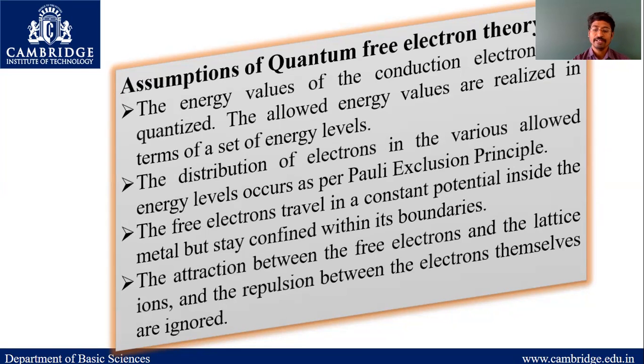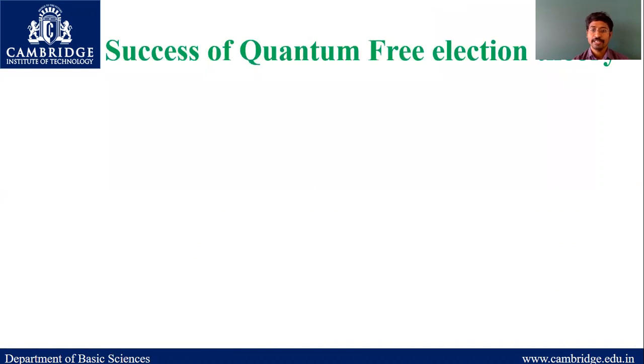Okay. Now, after the assumptions, we need to study the success of the quantum free electron theory. Why do we study the success of the quantum free electron theory? While studying the classical free electron theory, whatever failures we got, the same failures were taken up by Arnold Sommerfeld, and he has succeeded. First, he has succeeded while explaining the specific heat.